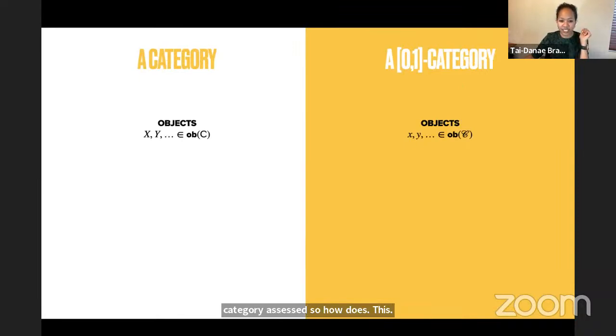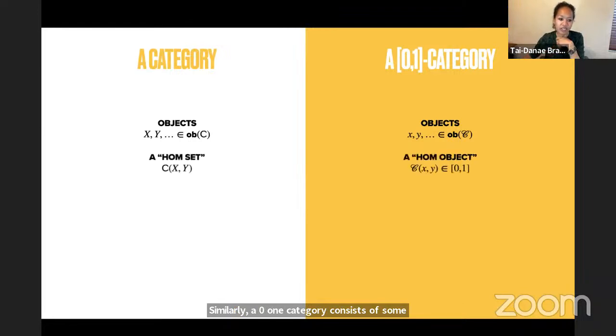Well, it turns out that we can discuss a category enriched over the unit interval. Just like a category enriched over sets is an ordinary category, we have an analogous idea where we switch out sets with the unit interval. So what is a category enriched over the unit interval, also called a 0-1 category? Well, just like with a normal category, you start with some objects. Similarly, a 0-1 category consists of some objects. What else do you have?